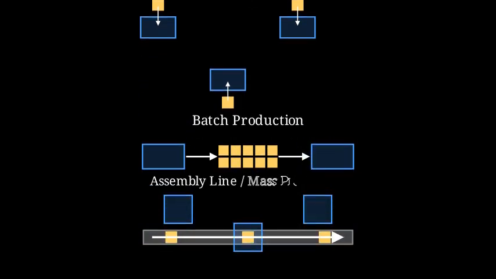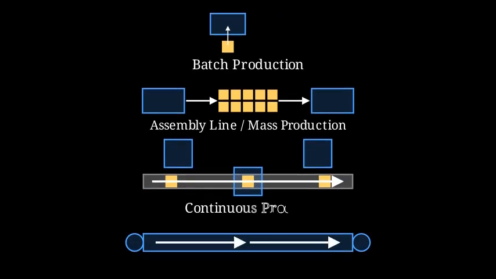Third, assembly line or mass production. This is a fixed sequence of steps. Products move down the line in the same order every time. This is common for electronics, cars, and packaged goods. In the diagram, the product moves from left to right along the line.